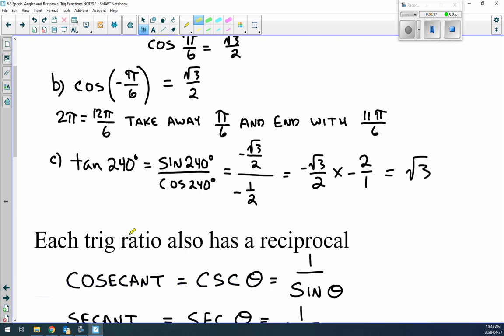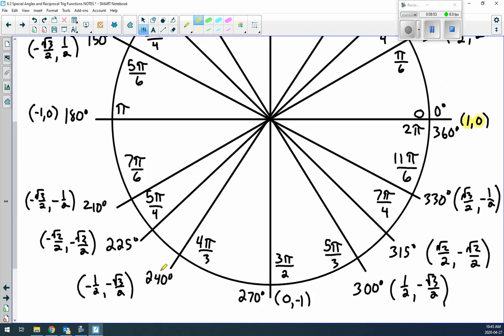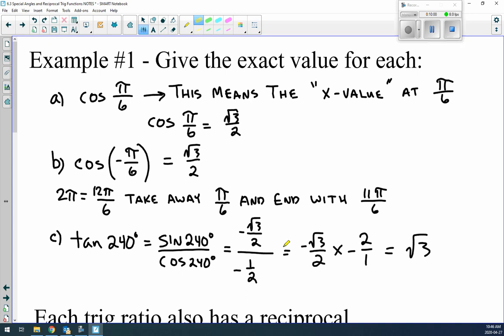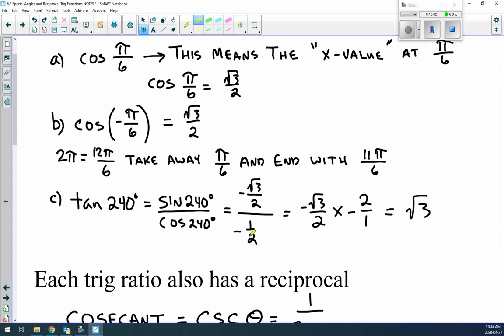Okay, what about tangent? Tangent is y over x. So tangent of 240, and this is degrees, it's not radians. Tan of 240 is sine of 240 over the cosine of 240. Okay, so let's look up 240. So 240 degrees right here. Our cosine is negative 1/2, and our sine is negative root of 3 over 2. Okay? So we end up with negative root of 3 over 2 divided by negative a half. Negative divided by negative is positive. Multiply by the reciprocal, the 2's reduce down, you end up with just root of 3.